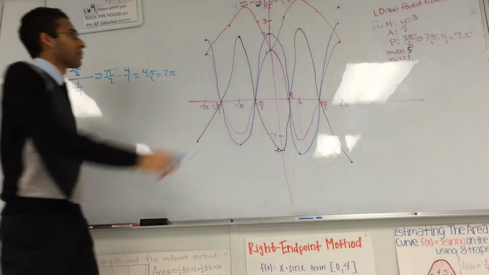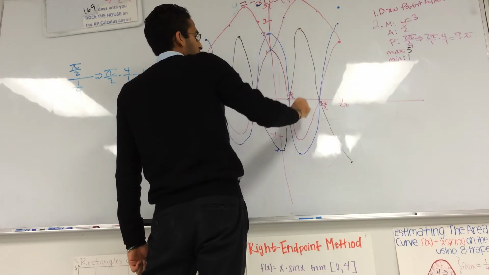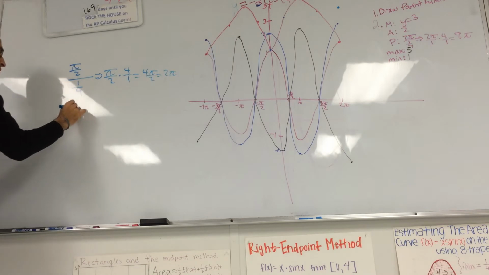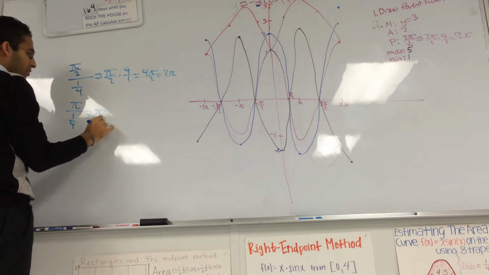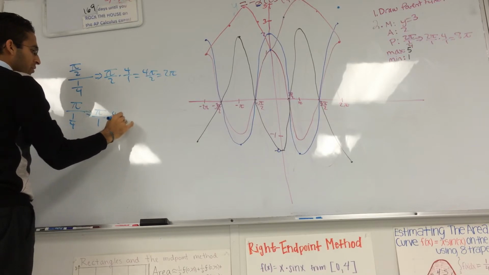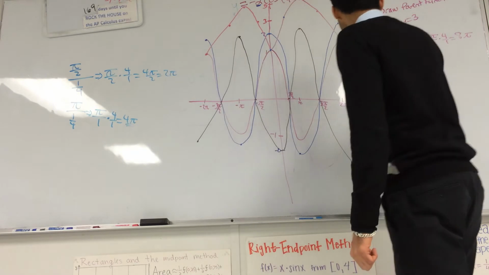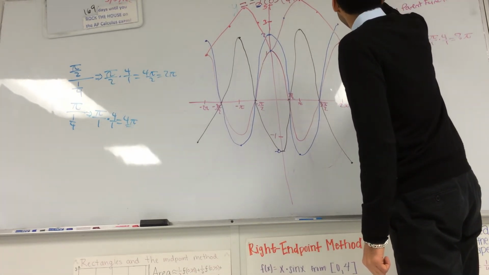What's the next point on the pink graph? The next point on the pink graph is right here. What are the coordinates of this? This is pi. So I need to take pi and divide it by 1/4. Pi over 1 times 4 over 1 equals 4 pi. So this point used to be at pi, now it is way over here at 4 pi.